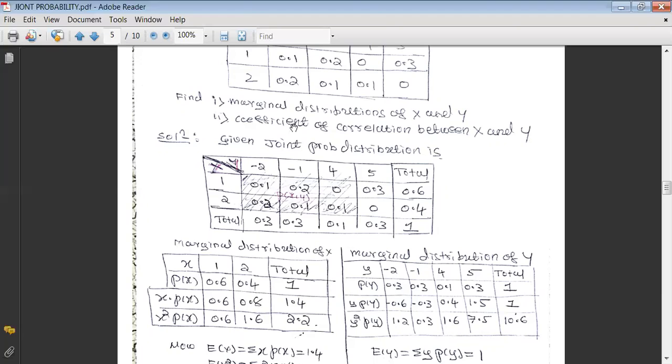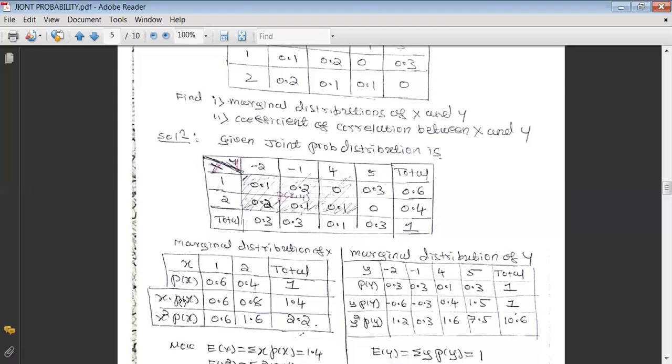Next they ask for the correlation coefficient, and for that we need some values. Let us calculate them here itself, because for the correlation coefficient we need expected value of xy, expected value of x, expected value of y, standard deviation of x, standard deviation of y. For those, let us go for some calculation with respect to this table.